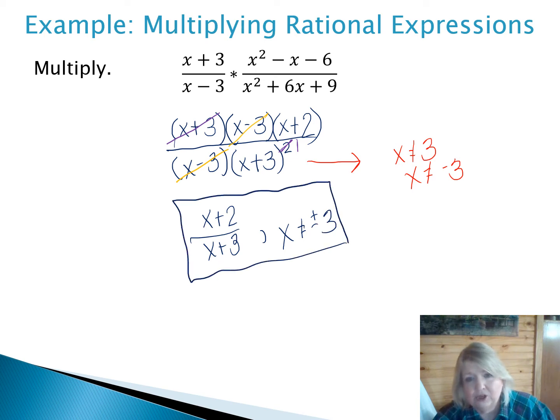And that provision is important because if you look at my answer, there's no reason it couldn't be positive 3. That'll make my denominator be 6. But it would blow up before I ever got started up here at the top.